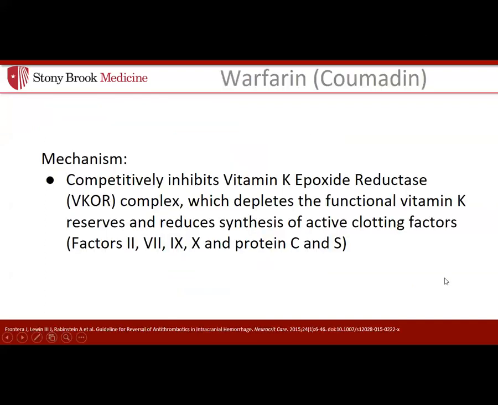So first, we're going to start off with warfarin. Warfarin is one of the older anticoagulants that we have. It works by inhibiting the vitamin K epoxide reductase complex, which causes a depletion in our own vitamin K, which reduces the vitamin K dependent factors. Those are factors 2, 7, 9, and 10. And it also affects protein C and S.